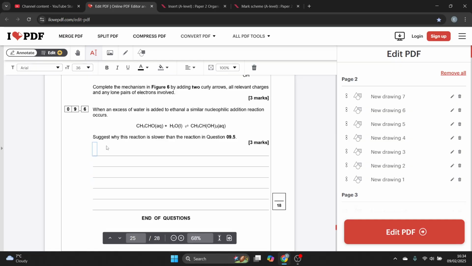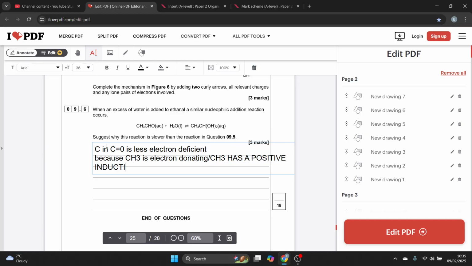All right, it's about the alkyl groups and all of that. So the carbon, just saw in the mark scheme. The carbon in the carbonyl group is less electron deficient because the CH3 is electron donating, slash CH3 has a positive inductive effect, so higher activation energy, therefore slower rate of reaction.